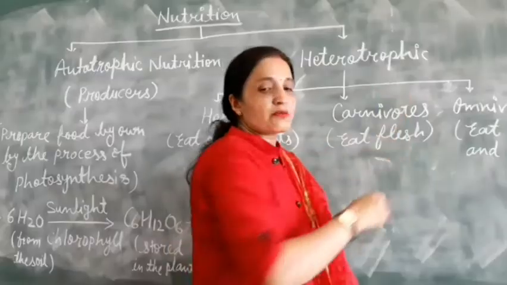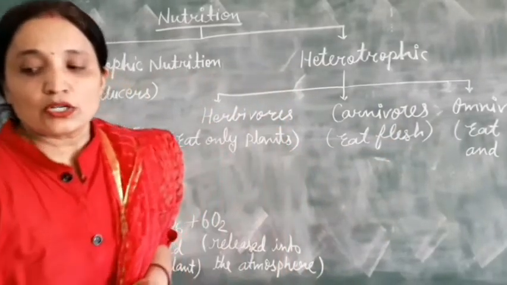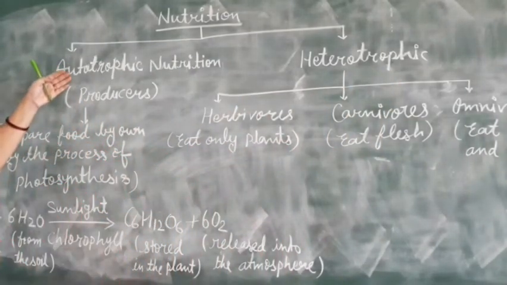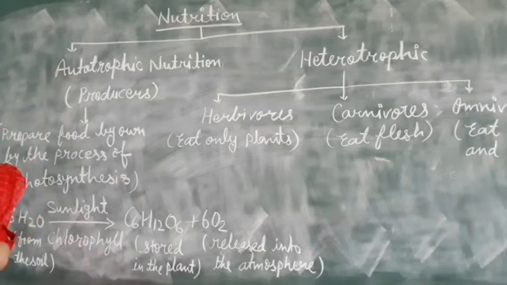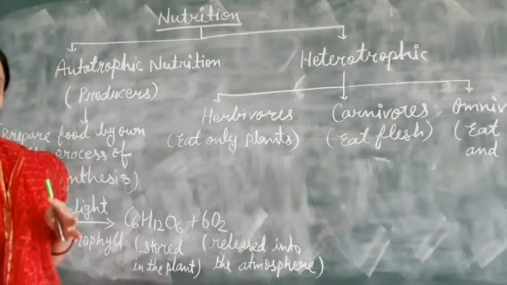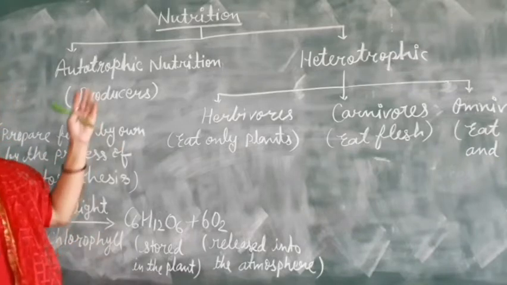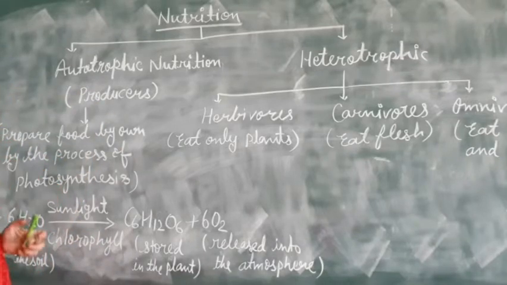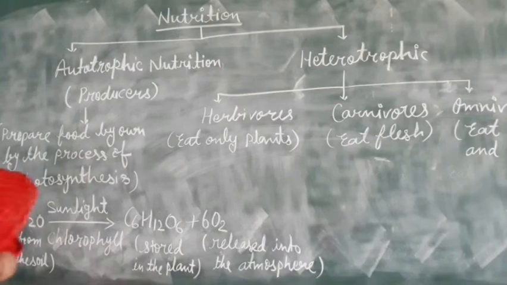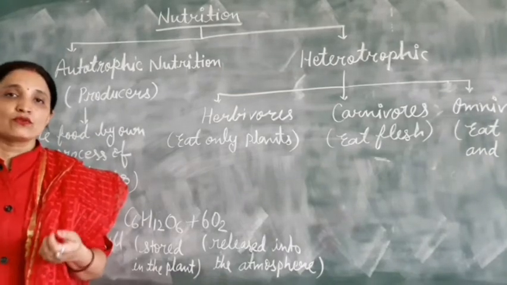First is the autotrophic. What do you mean by autotrophic? Autotrophic nutrition means the nutrition in which they are making their food on their own. They are preparing their food by themselves. That is known as autotrophic nutrition. These are also known as the producers. They prepare their food by the process of photosynthesis.